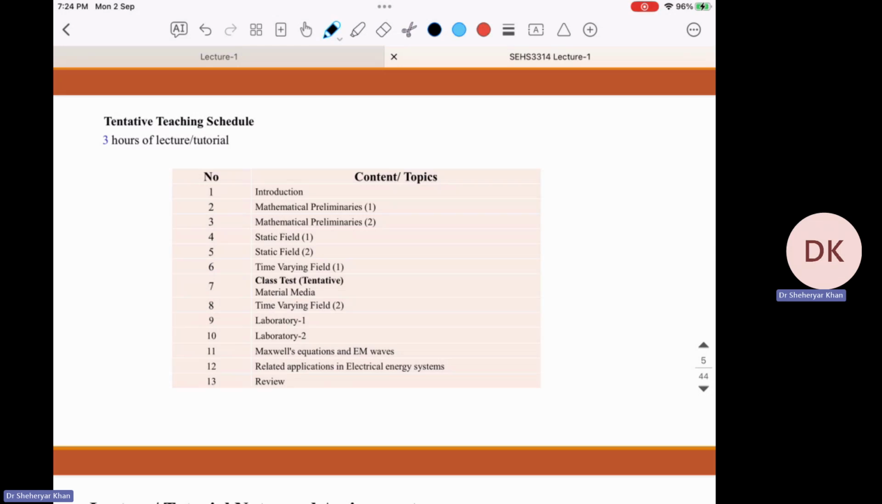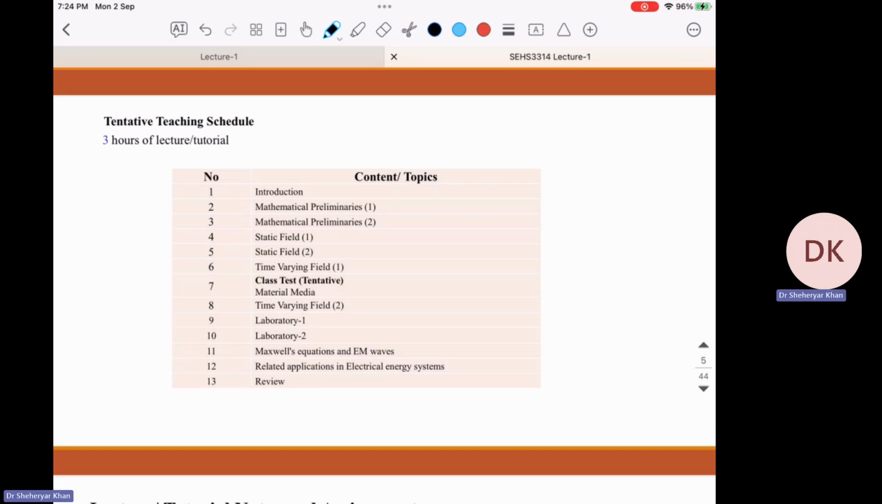So we will look at some mathematical operators. Apart from the vector analysis, we have some topics related to the coordinate systems, and then some topics related to the gradient operators, right? And then we have our main business here: static fields. Static means that it does not change with time. Okay, that's what we study.